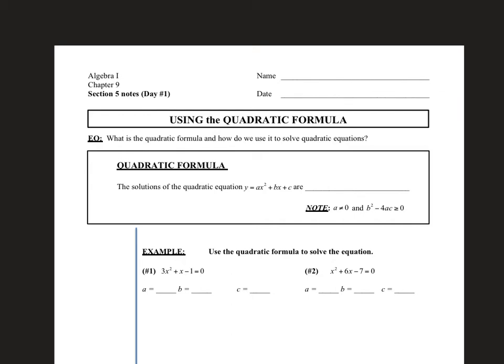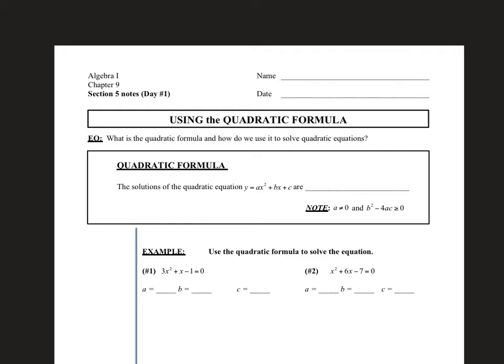We're continuing with Chapter 9, which is all about quadratics and parabolas. Today is 9.5, Day 1, and it's called Using the Quadratic Formula. The essential question is, what is the quadratic formula, and how do we use it to solve quadratic equations? This is a very important formula, and I'm going to do some singing today. Lucky you, I'm a terrible singer, but you will not forget the quadratic formula by the time we do this video.